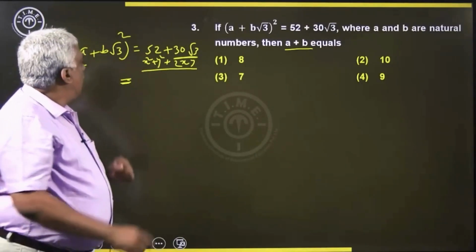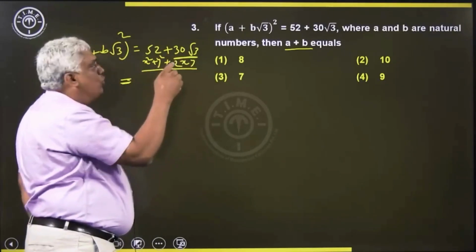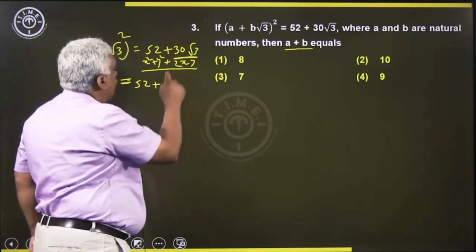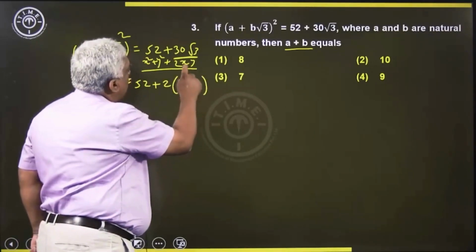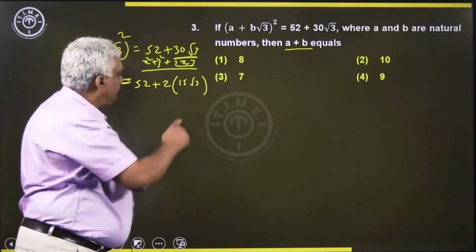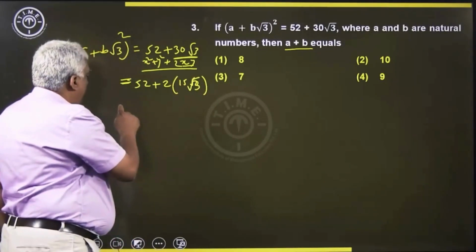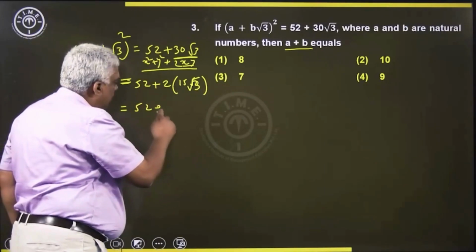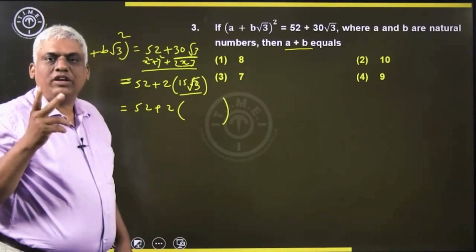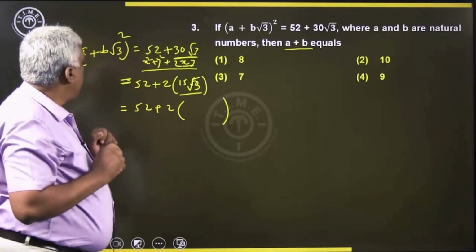Now, let us see, to make it 2xy, 2 times xy is 30√3. There is already a 2 here, right. So I can write 52 plus, I can take 2 common here, 2 times 15√3. So this xy part will be 15√3, correct. Now, I have to break this 15√3 into two parts, I mean a product of two numbers, such that the sum of their squares is 52. How can we do that?